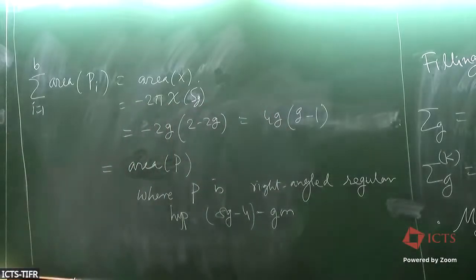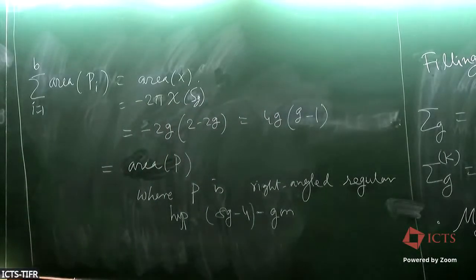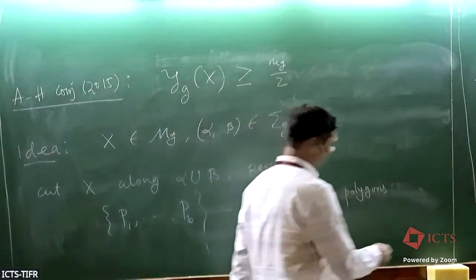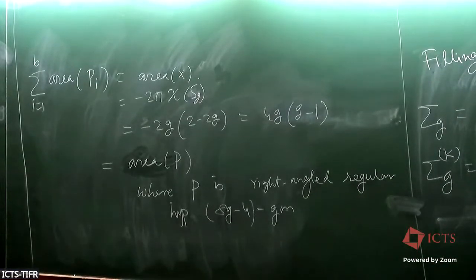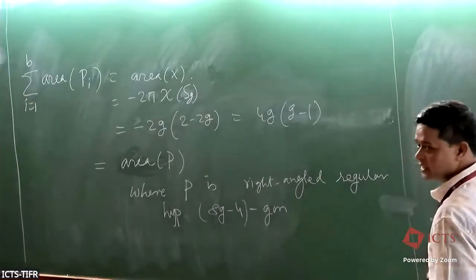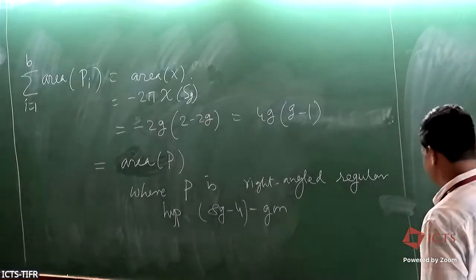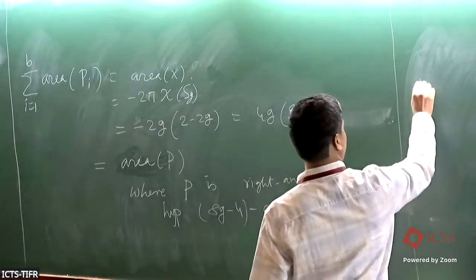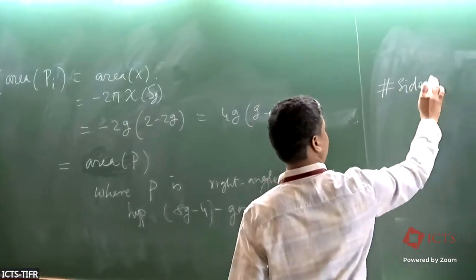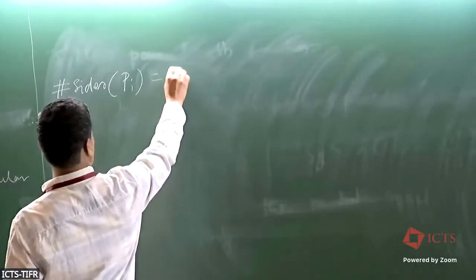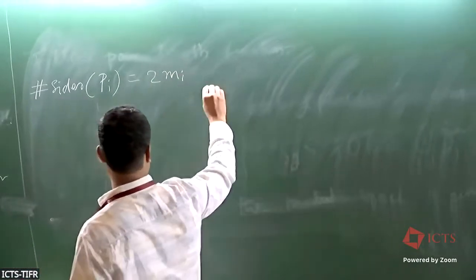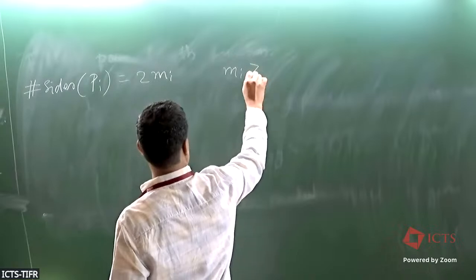And so, for each i, Pi is even sided. So among every two consecutive edges, one is coming from alpha, another from beta. Therefore, the number of sides of every polygon is 2 mi for some mi, where mi is greater than or equal to 2.